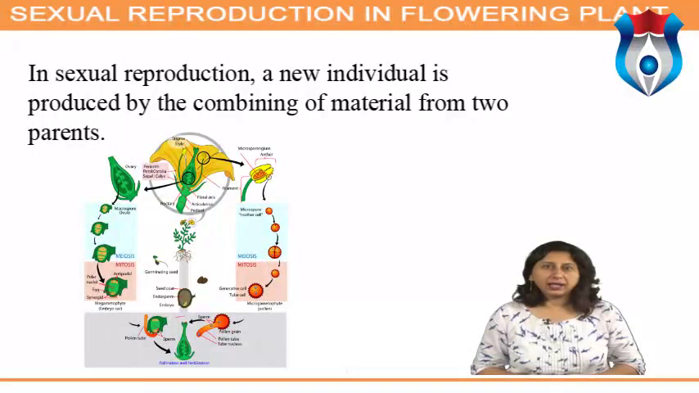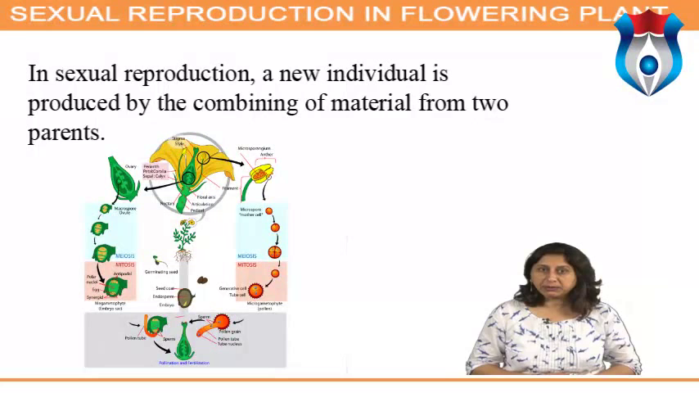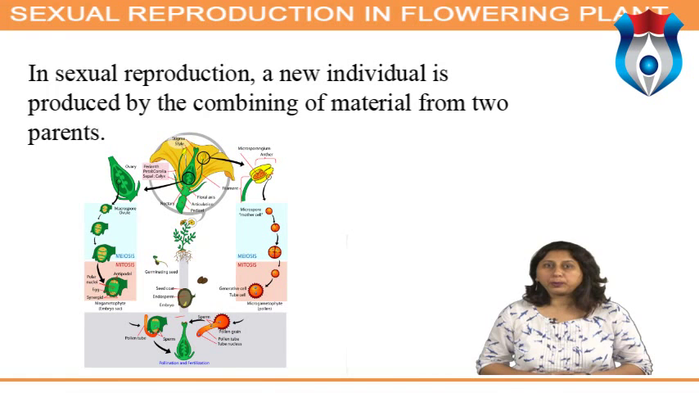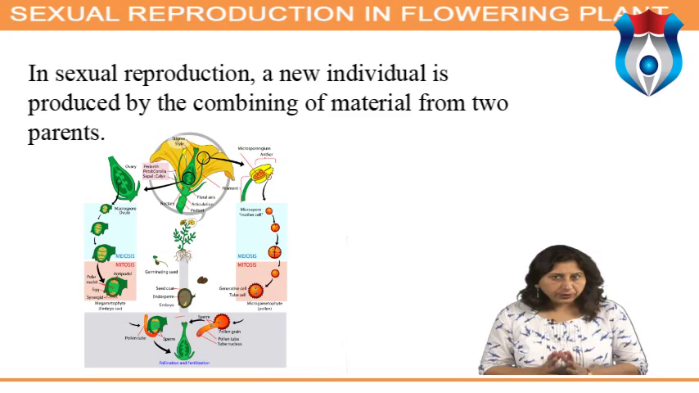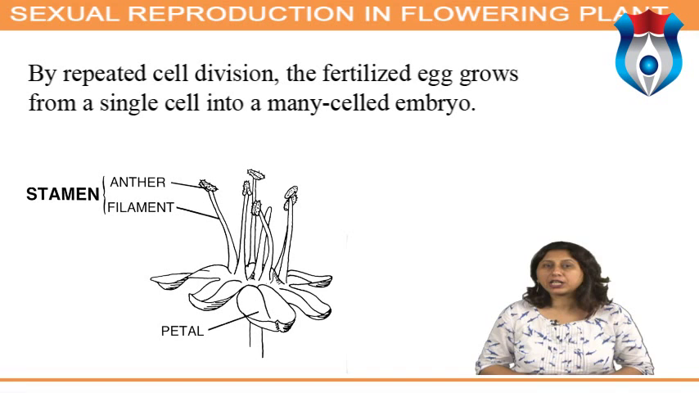In sexual reproduction, a new individual is produced by the combining of material from two parents. In plants, as in animals, a sperm moves towards an egg. Fertilization occurs when the egg and sperm nuclei, which are the central part of each cell, unite to start development of the offspring. By repeated cell division, the fertilized egg grows from a single cell into a many-celled embryo.